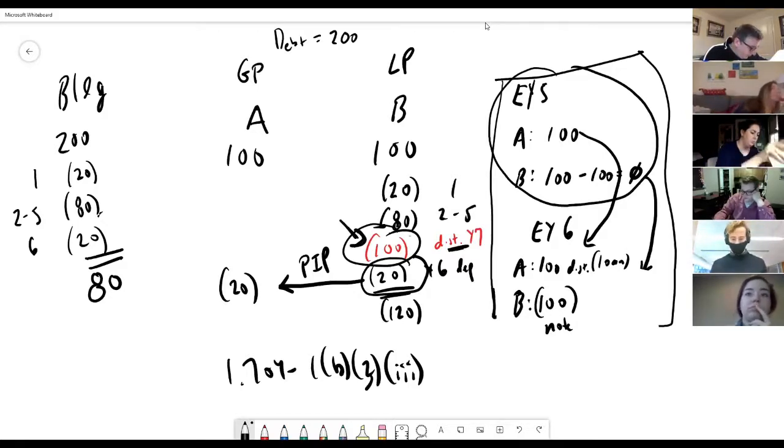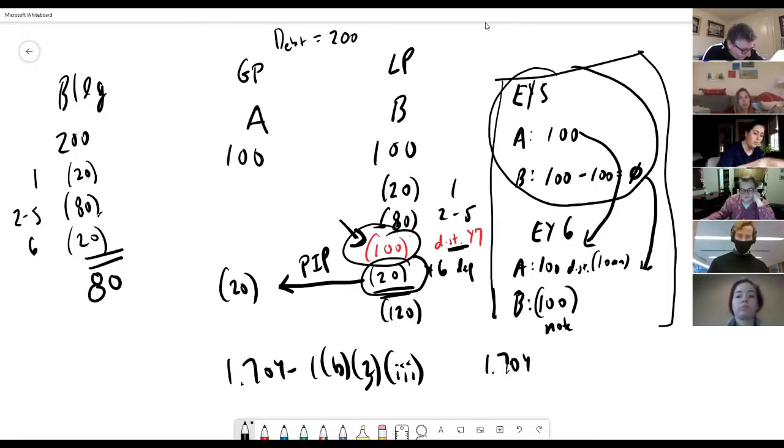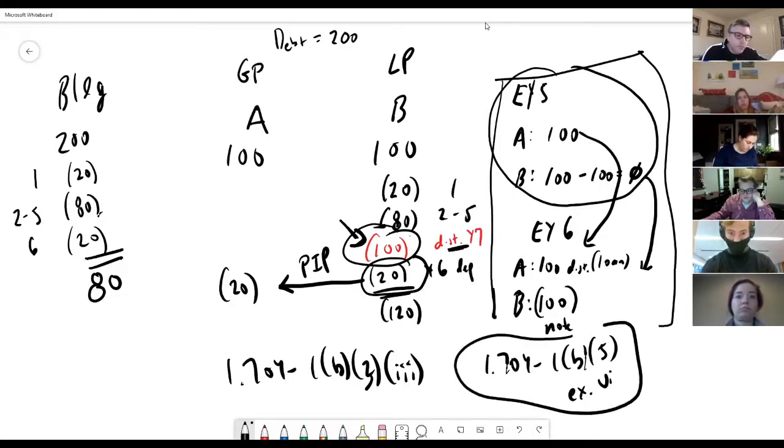Okay, so hold off on that PIP stuff, but really the core part of this problem is to show that we've pulled this forward. And if you want an example that's just like this problem, we saw it. It's 1.704-1(b)(5), example six little i's. So this is a very similar version of that problem.